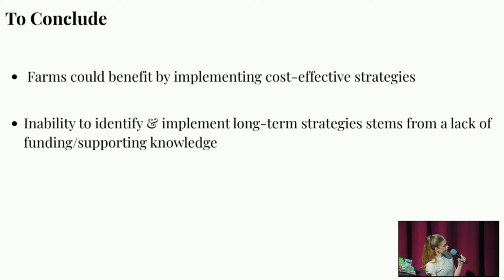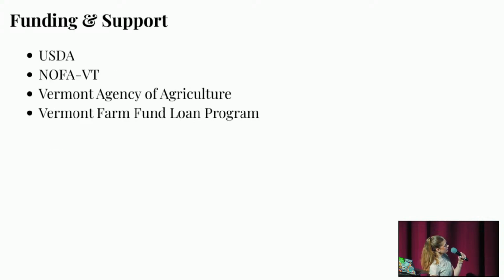To conclude, farms could benefit more by implementing cost-effective strategies such as the ones I previously listed, or contour plowing, things that are encouraged by organic agricultural production that don't require a lot of cost. That being said, their inability to identify and implement long-term strategies stems from a lack of funding and knowledge on how to do so. Current funding and support, this is essentially what I could find on the topic.